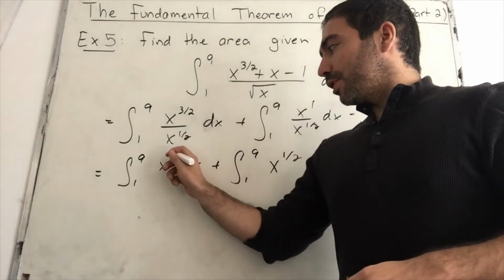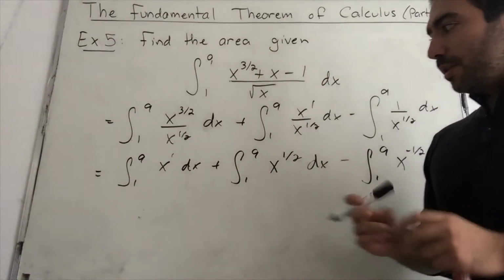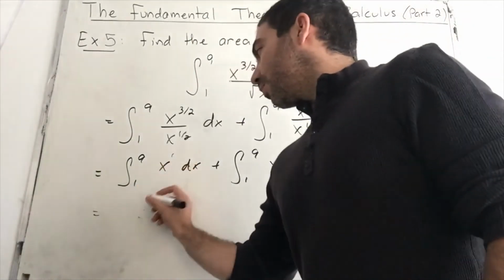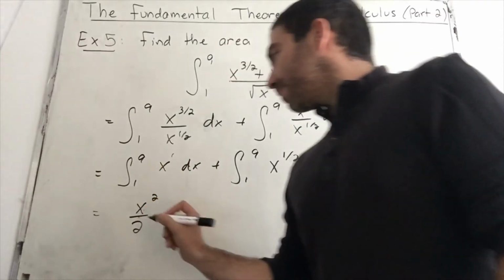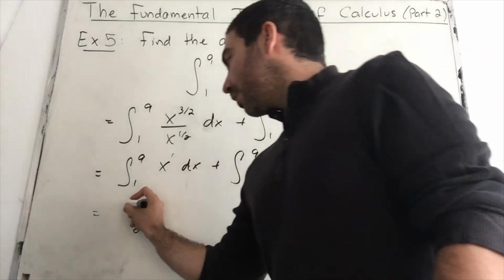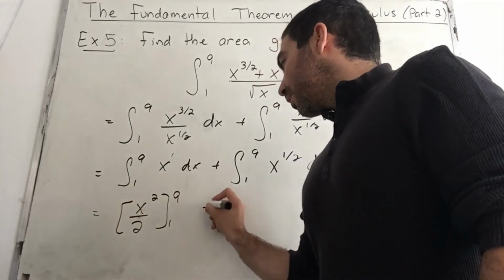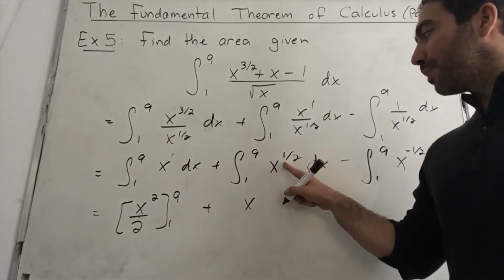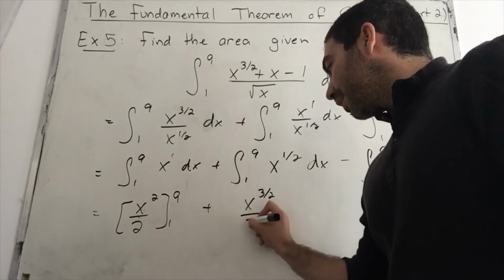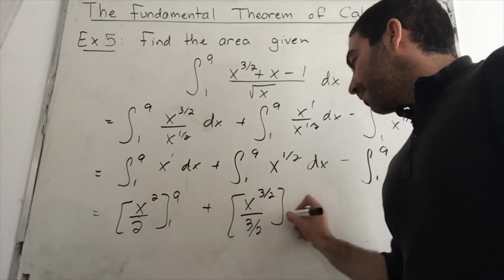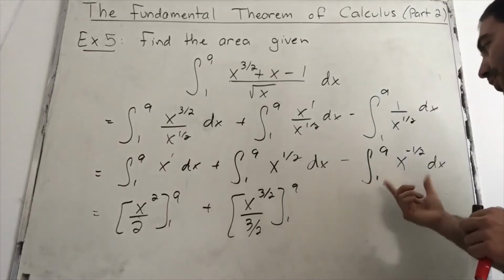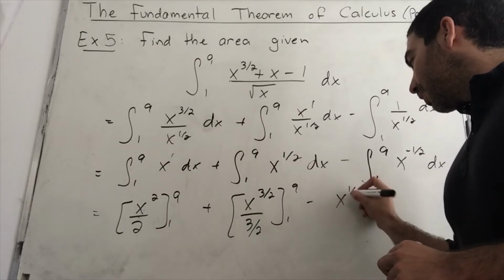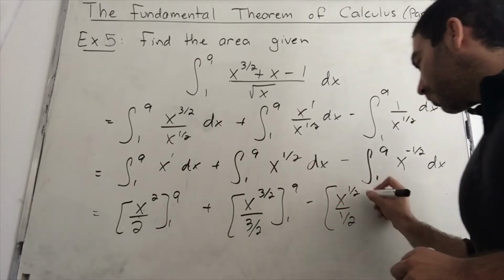Here, we apply just the power rule for antiderivatives. So we add 1 to the exponent and divide by that number. Adding 1 to the 1, we get x squared divided by 2, because you divide by whatever's in the exponent, and we have from 1 to 9. Plus, here when we anti-derive x to the 1/2, we add 1 to the exponent, so 1 plus 1/2 is 3/2, and then we divide by 3/2. And again, we're doing this from 1 to 9. And then lastly, we have this term here, separated by a subtraction. We add 1 to -1/2, giving us x to the 1/2, divided by 1/2, again, from 1 to 9.